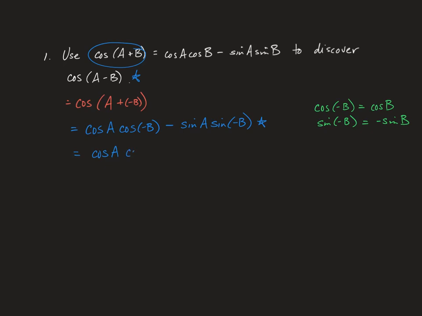Cos of negative B is then equal to the cos of positive B, and the sine of negative B is equal to negative sine of B. Well, I can clean that up a little bit then, and because in that last term, which is the second term, I am subtracting and then multiplying by a negative, I can change that to a positive in between the terms.